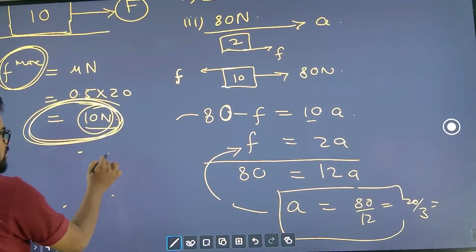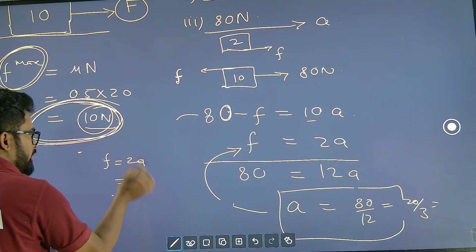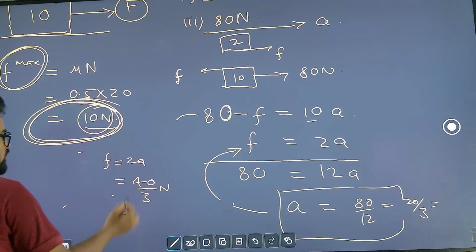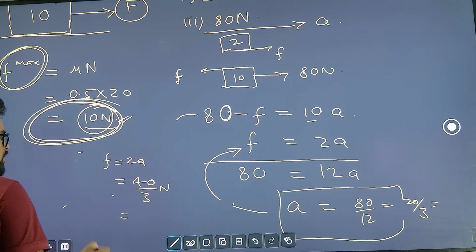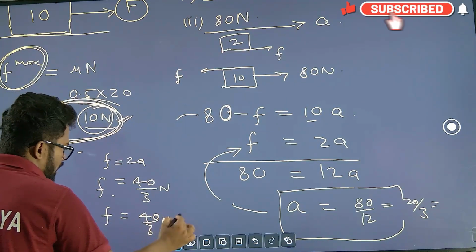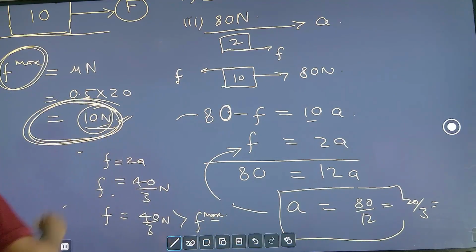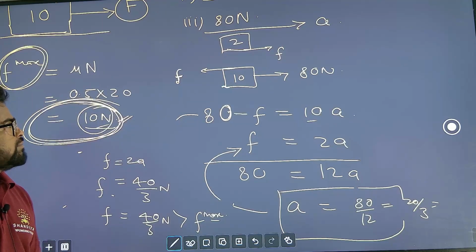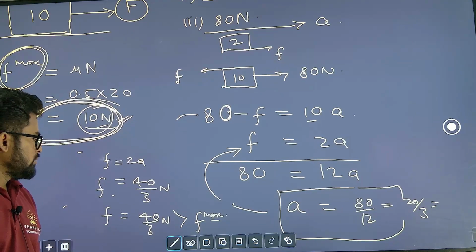So if you talk about friction, friction would become how much? 2A, that is 20 by 3 into 2, 40 over 3 Newton. So 40 over 3 Newton is obviously more than what? 10 Newton. Okay. So this is our required friction, 40 by 3 Newton, and this requirement is more than availability. Maximum friction how much? 10 Newton. Clear? Maximum friction that the blocks can provide is 10 Newton, and requirement here is 40 by 3 Newton.